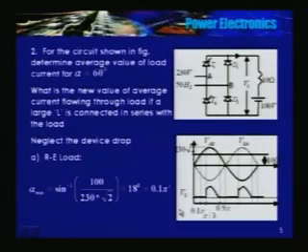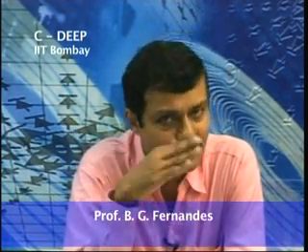Part B says: what is the new value of the average current flowing through the load if a large L is connected in series with the load? The moment the problem says that a large inductor is connected in series, the first thing that should come to your mind is that the current is continuous. You don't need to mention that the current is continuous; you just say that a large inductor is connected in series with the load.